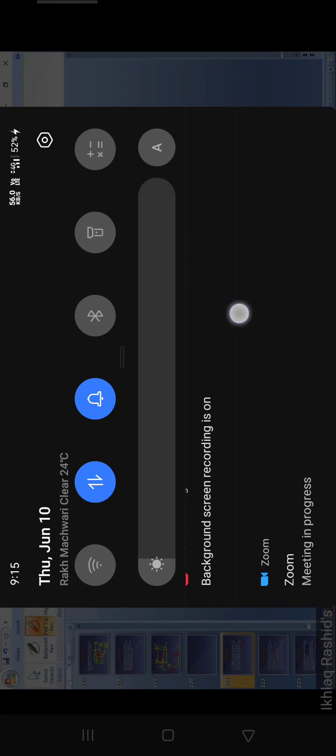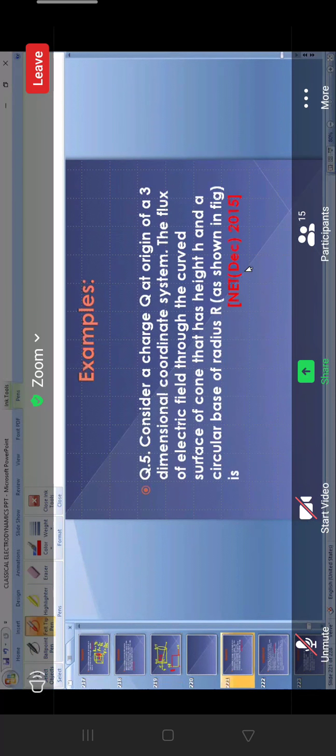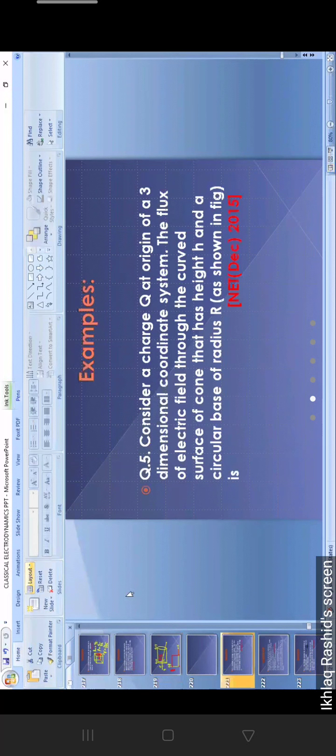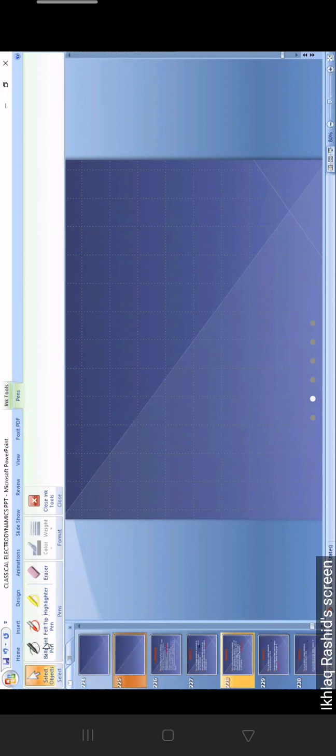of a cone of height h. I'll be showing a couple of more examples here, and this question was asked in NET December 2015. So pay attention. How am I going to solve it? It is ridiculously easy, highly easy. So concentrate here.